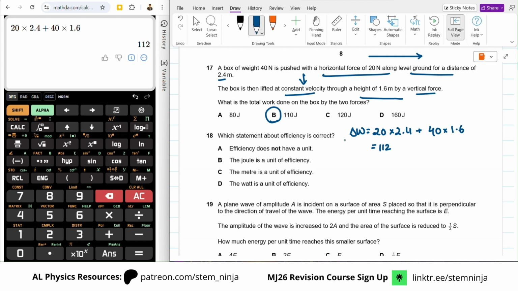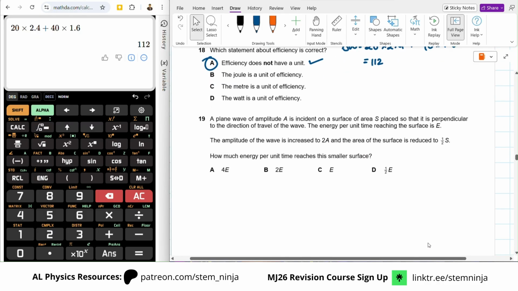Which statement about efficiency is correct? Efficiency does not have a unit. That is correct, so that's the first option. We don't even need to look at the rest.